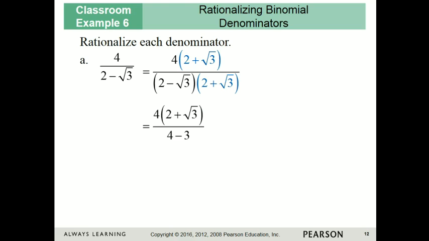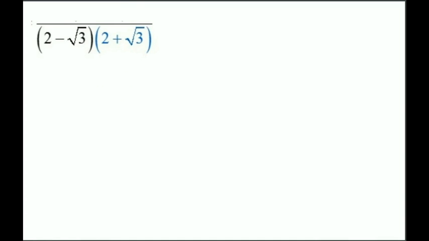So what happens in that denominator is something kind of special. Let's take a look at that. So we just want to take a quick look at what is happening in that denominator. So remember, we're using FOIL here.